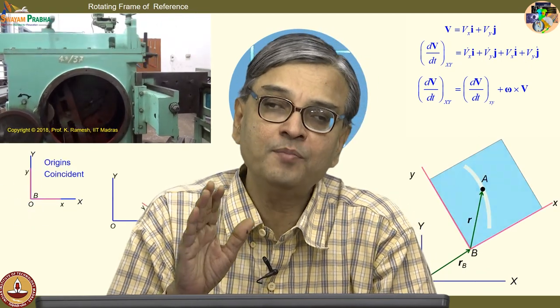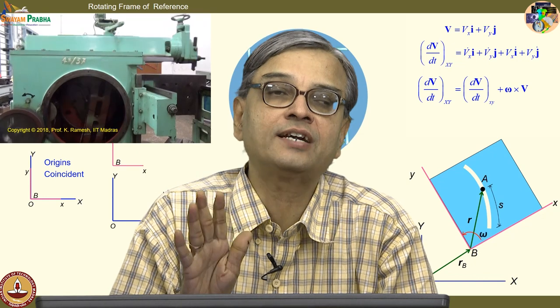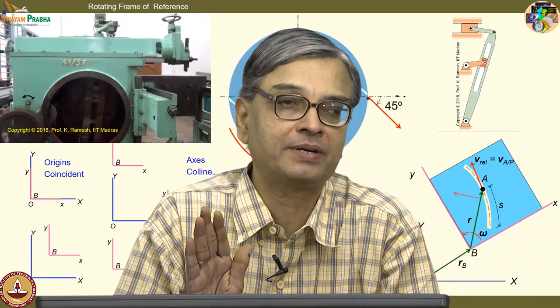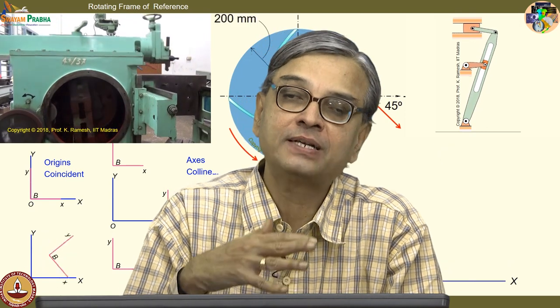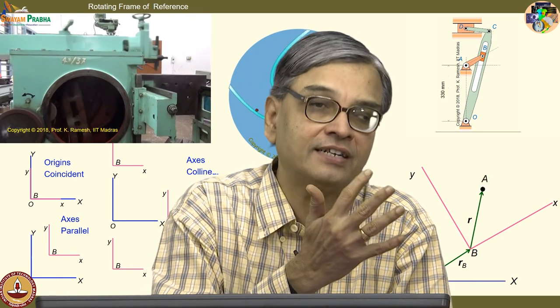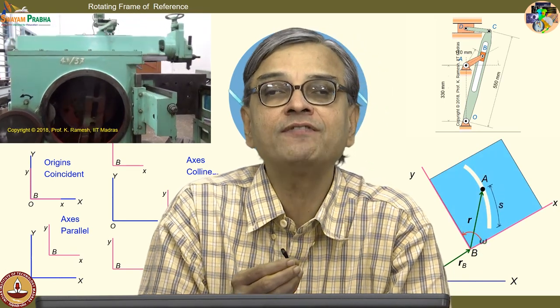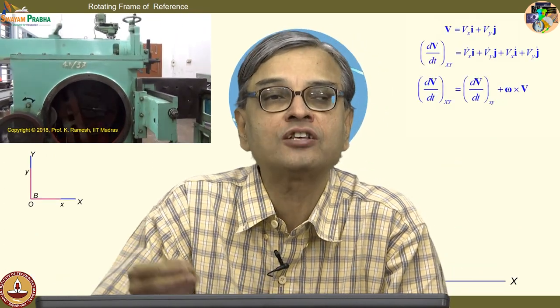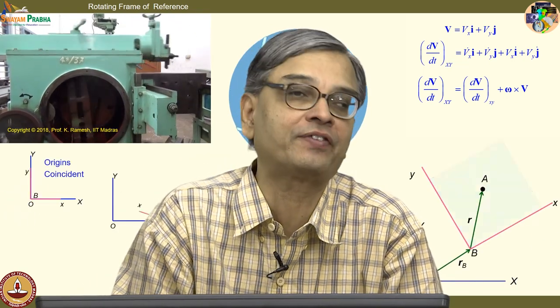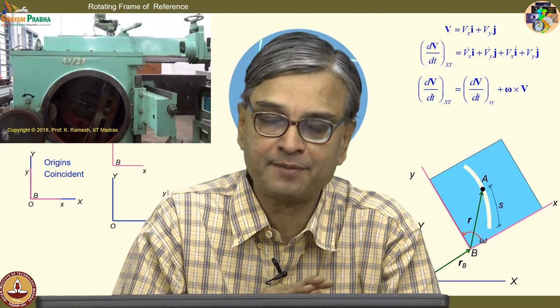See, a thumb rule is: if I have a slotted member, attach your rotating frame to the slotted member. If a person is sitting on the slotted member and rotates with it, he would perceive the particle to move along the slot. That is why we choose a rotating frame of reference. I have just made a statement.